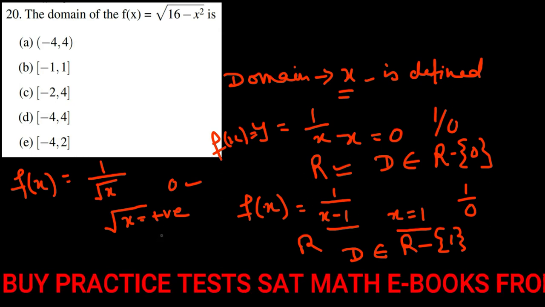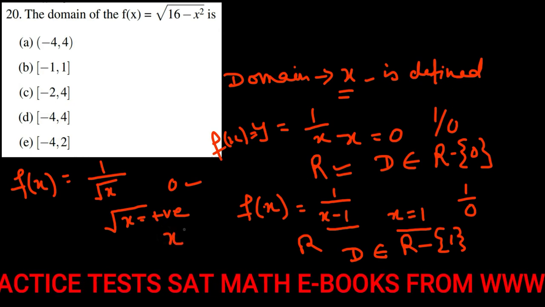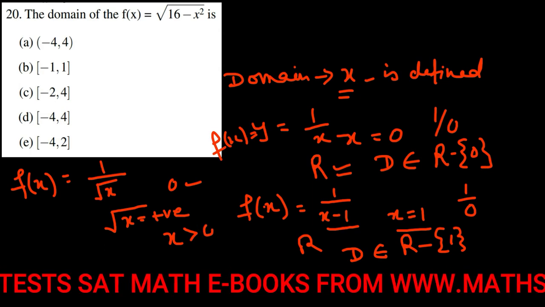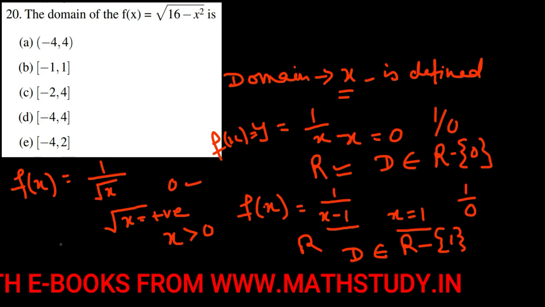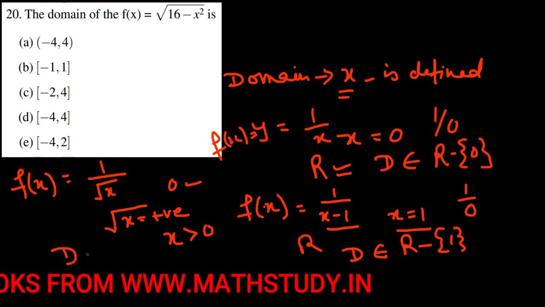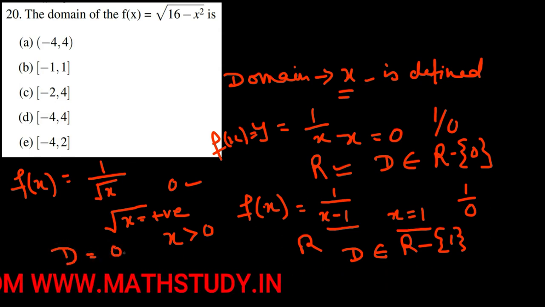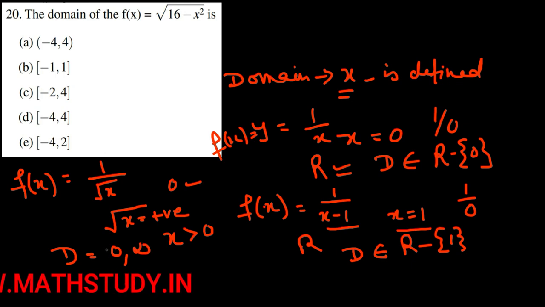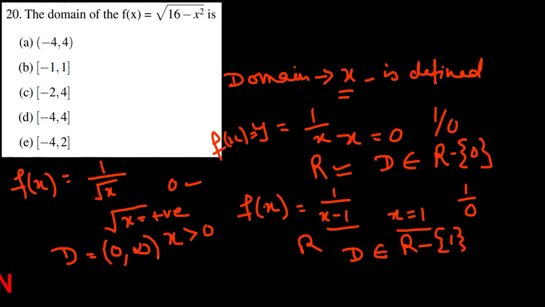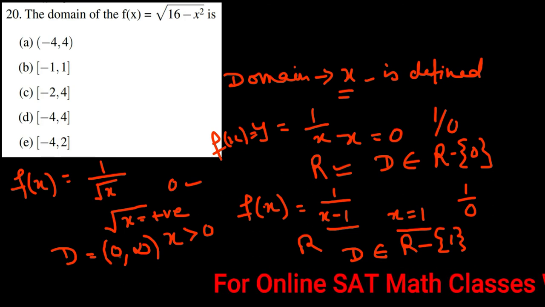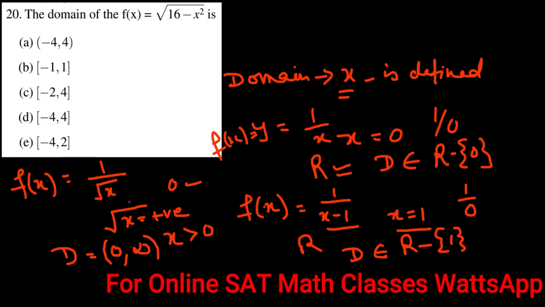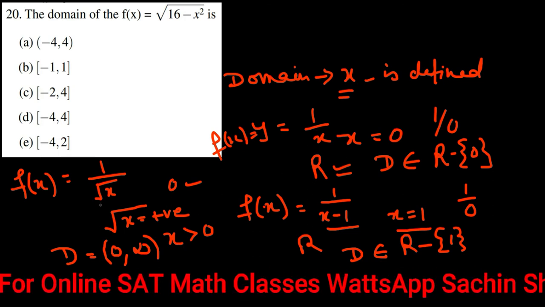So therefore, we have to write that x here should be greater than 0, not equal to 0 but greater than 0. So that means the domain of this function will be from 0 to infinity, and 0 should be exclusive. Infinity is also exclusive here, so 0 is excluded. Why is 0 excluded here? Because if you put 0 here, the function is not defined, right?